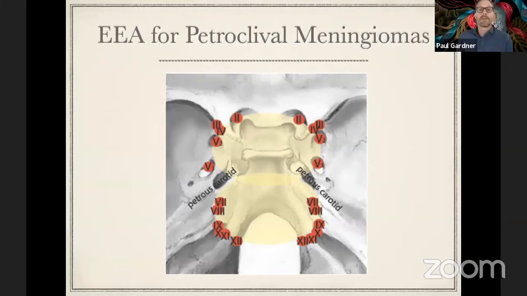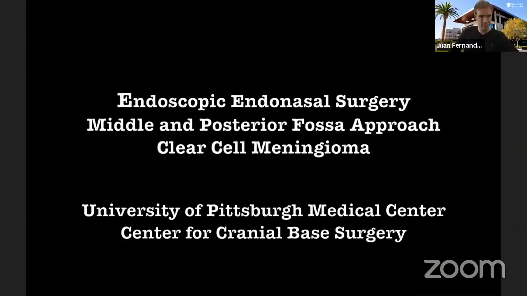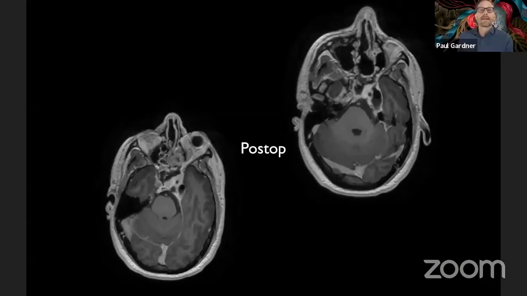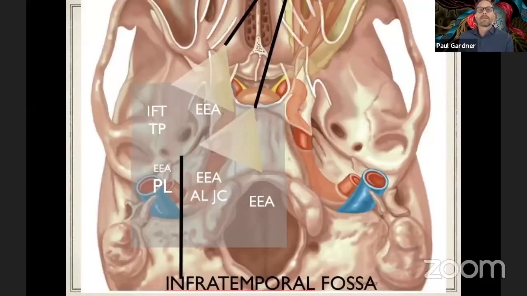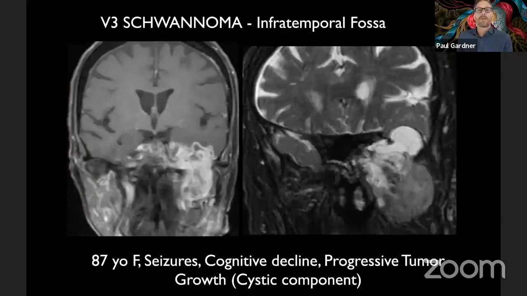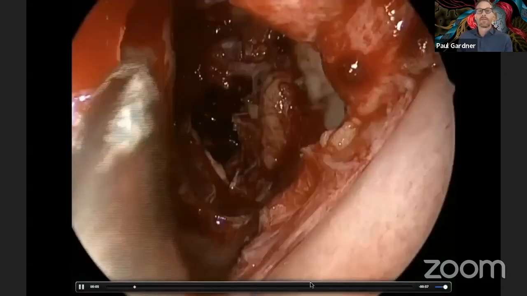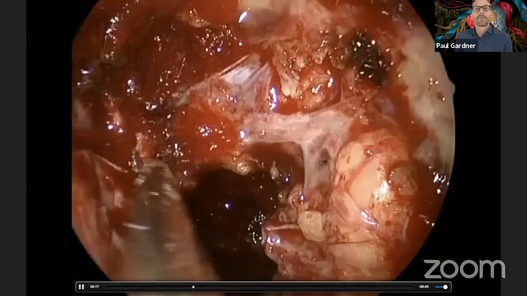Extended middle fossa approach, ideal for that. We were able to accomplish this endonasally. Here you can see the post-operative view of exactly that. The infratemporal fossa extension can be done also through an anterior transalveolar sphenoid approach like you see done here, where we're extending through an anterior transmaxillary approach to decompress this V3 schwannoma.